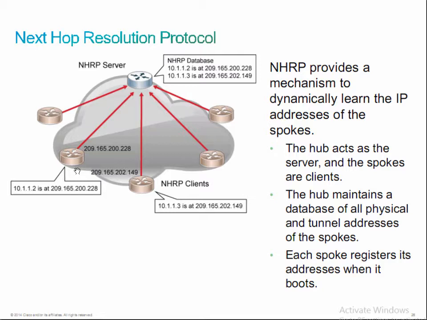So the router on the left says, "Hey, I'm 209.165.200.228, and by the way, my GRE tunnel interface address is 10.112." The client on the right registers and says, "Hey, I'm 209.165.202.149, and my tunnel interface is 10.113." And as you can see, there's an NHRP database on the core router, the hub router, that maintains a list of all this information.